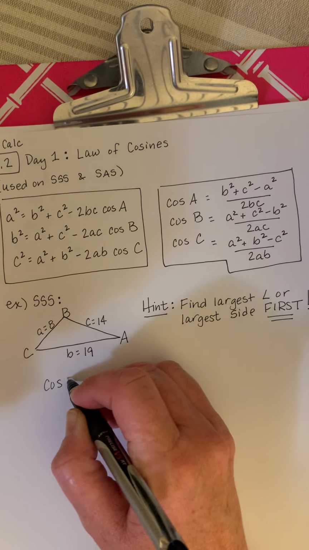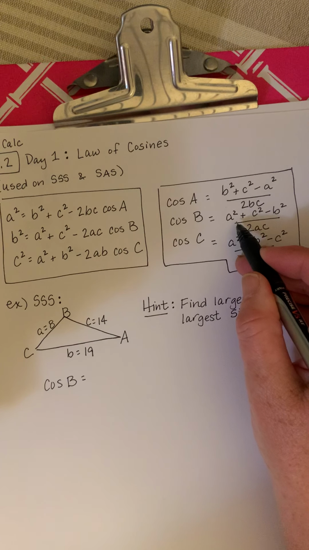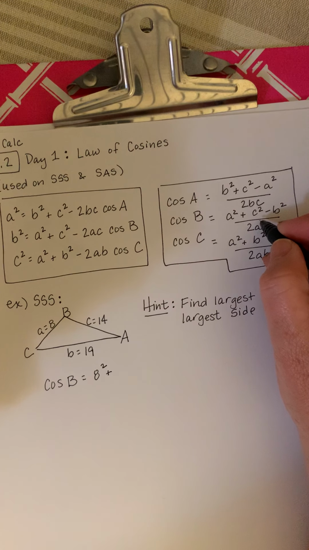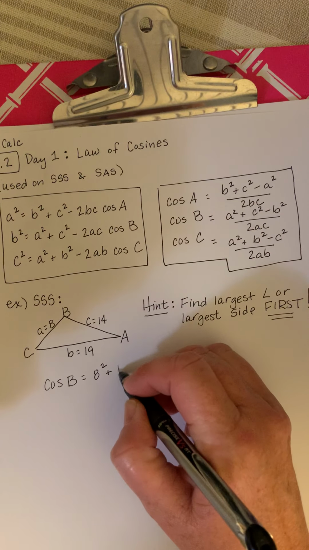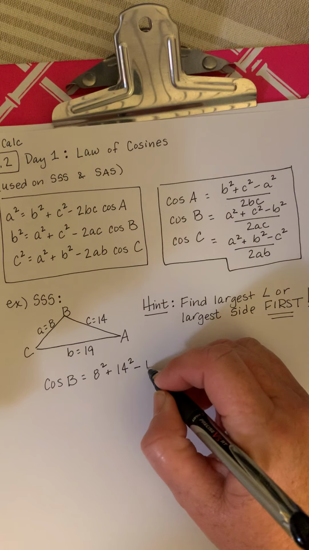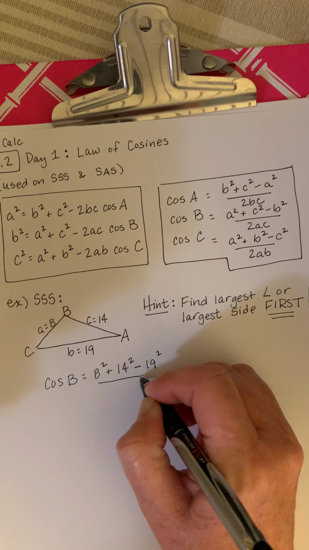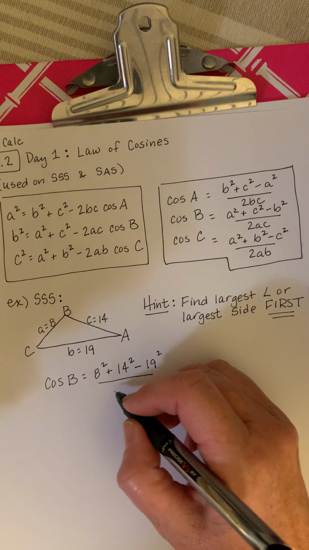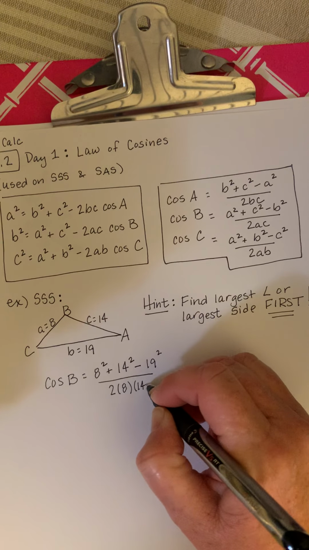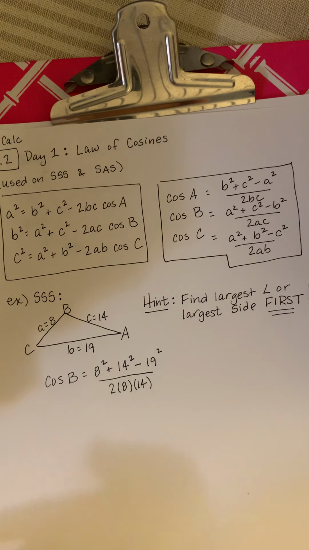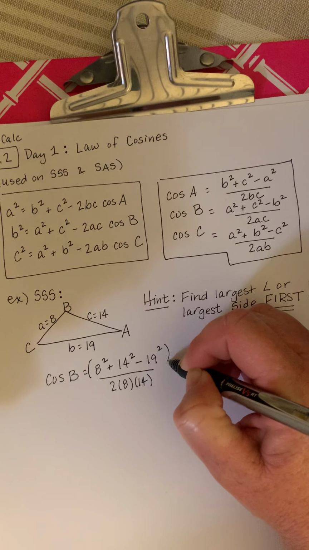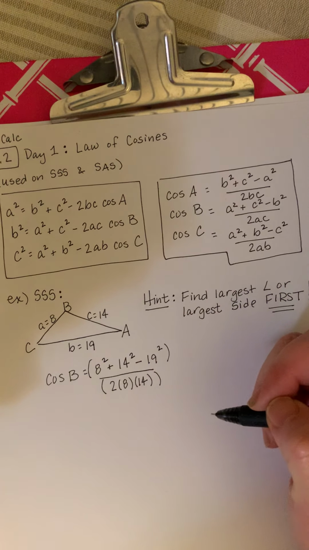So the cosine of B is equal to A squared, so that's 8 squared, plus C squared, which is 14 squared, minus B squared, which is 19 squared, divided by 2 times A times C, which is 14. And remember, if you're putting this in your calculator, you want this all in parentheses and you want this all in parentheses.